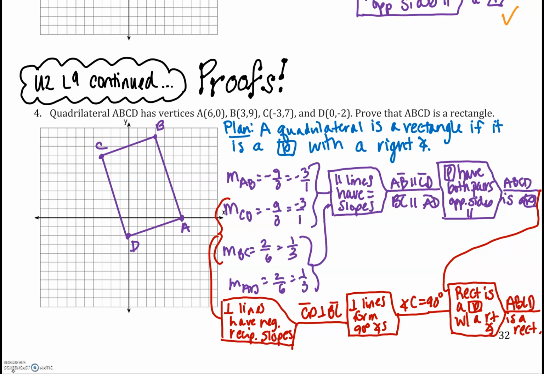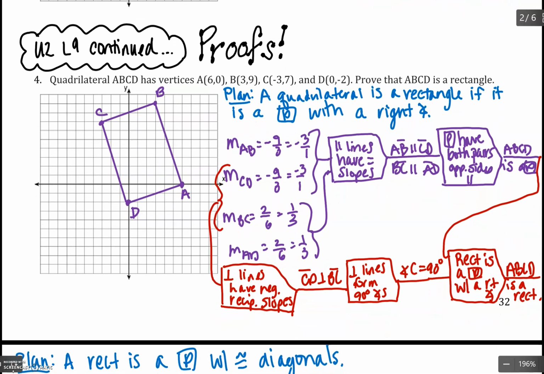So number 4 on page 32 we did in class together, and here is the proof. If you did miss any part of it, you can pause it now and copy it down. But there is another way we can prove something is a rectangle.